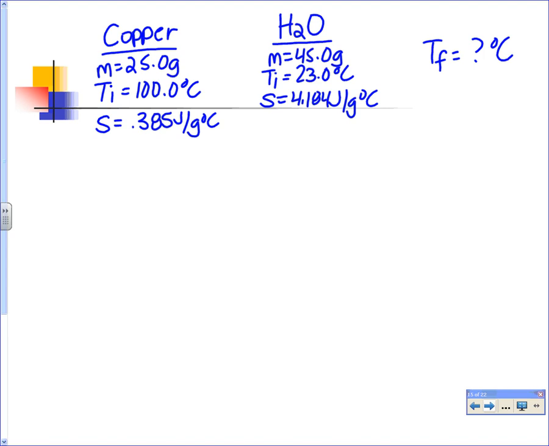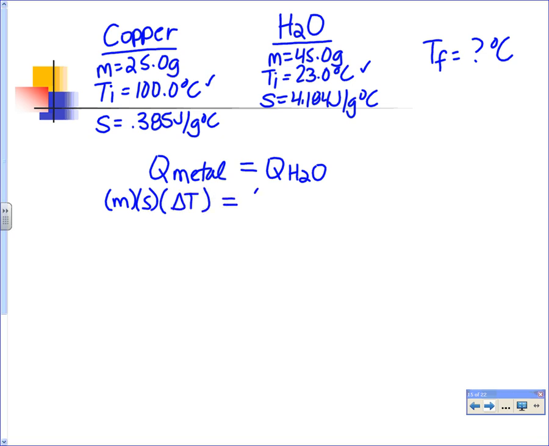And you can already deduce a little bit about what the final temperature has to be. The final temperature, T final, has to be somewhere in between 100 degrees Celsius and 23 degrees Celsius. So you kind of have an idea of what your correct answer is supposed to be before you even start. Okay, so one thing that we know for sure is the heat lost by the metal is equal to the heat gained by the water, those two Q's that we have there. And we substituted in M times S times delta T for Q on both sides.